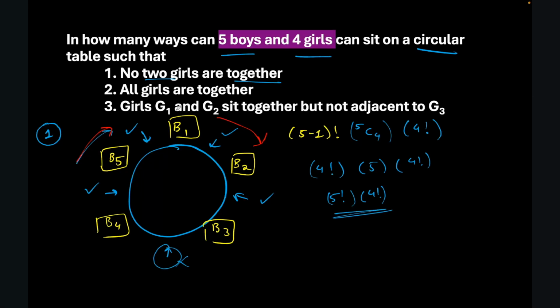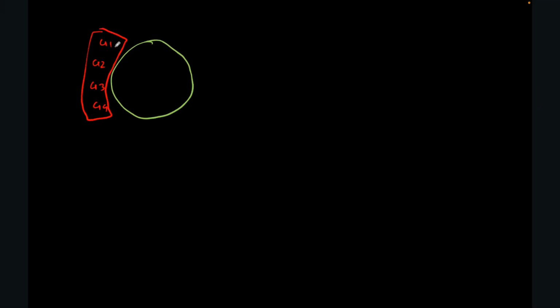Now let's look at the second case where all girls are together. For all girls to be together, let's treat them as one big group. Before that, let me draw a nice big circle like this. I'll take red. I'll do G1, G2, G3, G4, and I'll block them up like this. Now I'm going to have boy 1, boy 2, boy 3, boy 4, and boy 5.